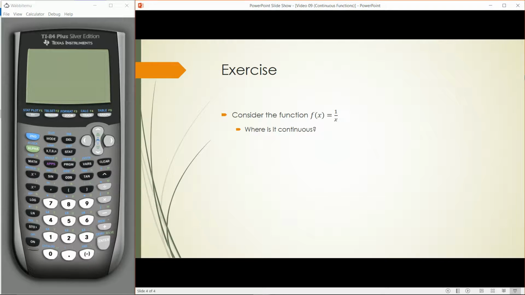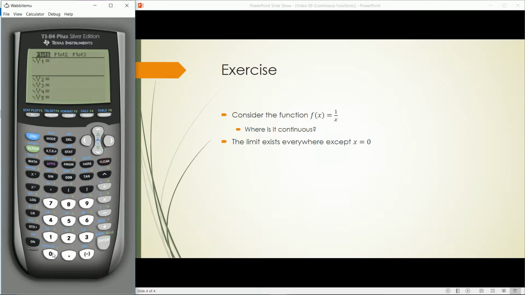Let's take a look at an exercise. So consider the function f of x equals 1 over x. I want you to find where it is continuous and if it has any points of discontinuity. All right, so pause the video. All right, hopefully you've tried that out, and I'm hoping you found that the limit exists everywhere except at x equals 0. Because if we take a look at our graph, let's turn this on.